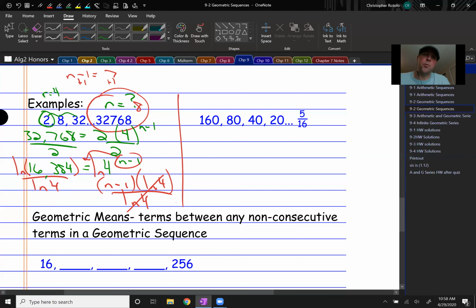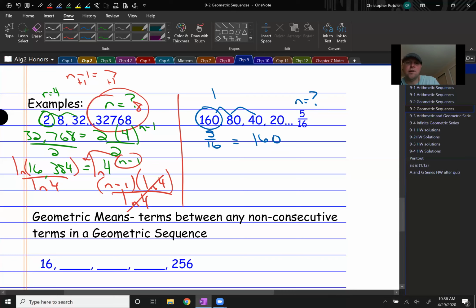All right, so these are going to be a little more involved, but completely manageable. I wouldn't put it in front of you if I didn't have the confidence that you can do this. All right, working one more time. Term number, I don't know. Term value, 5/16. First term, 160.